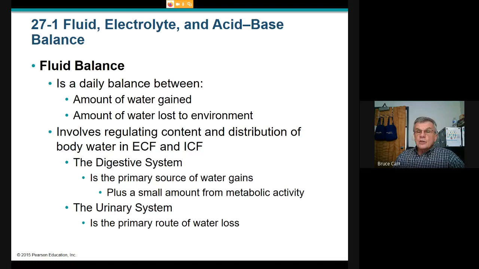Now, the primary source of gains is the digestive system, but there is a small amount of water that is measurable that we get from metabolic activity, and we go back to that basic equation from the metabolism chapter. Glucose plus oxygen produces carbon dioxide and water. Water is a product of our energy production. And so this metabolic water is maybe, for the average person, 300 mils or 0.3 of a liter per day. Again, a small amount, but not negligible.